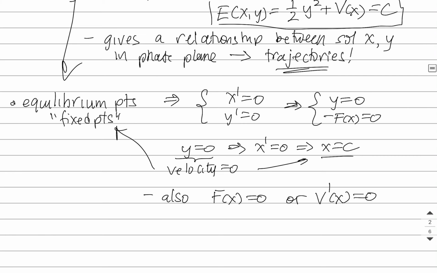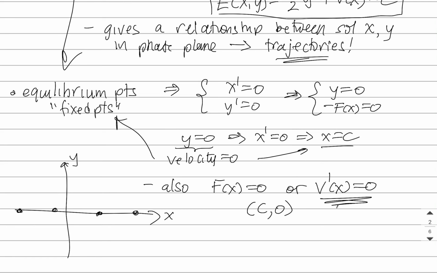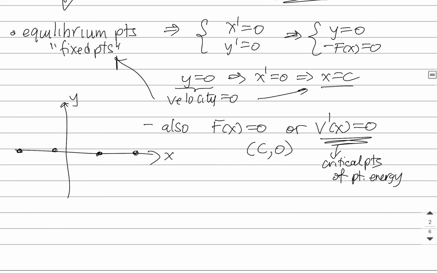So in your phase plane, whenever you go ahead and you study this, we're going to do a lot more here, but all of our equilibrium points are going to have to live somewhere on this x-axis. They all occur at some c, 0. They are going to be related to critical points of this potential energy. Somehow that's going to kick in. But it's points where this force function is 0.